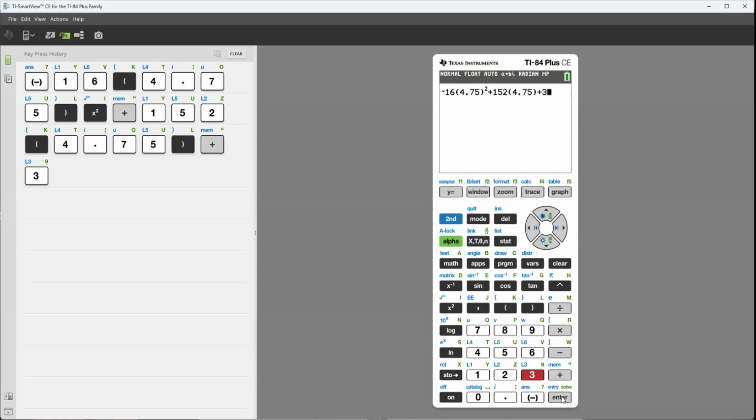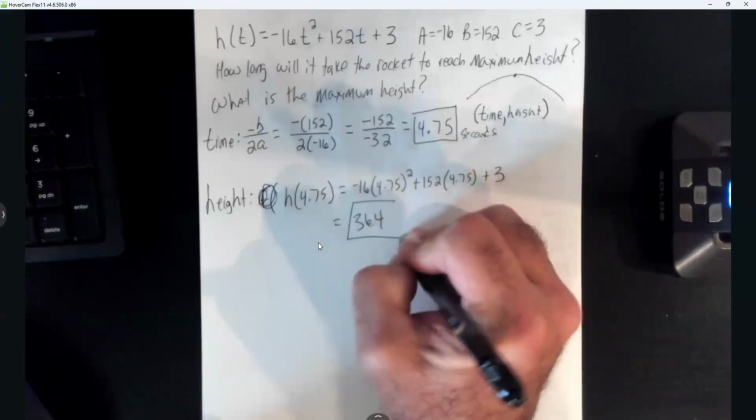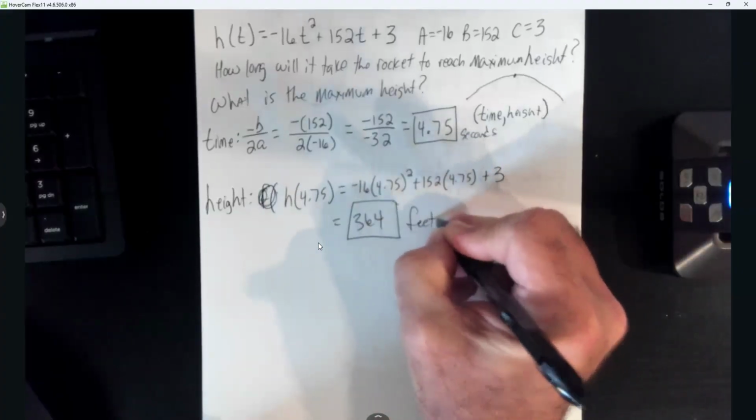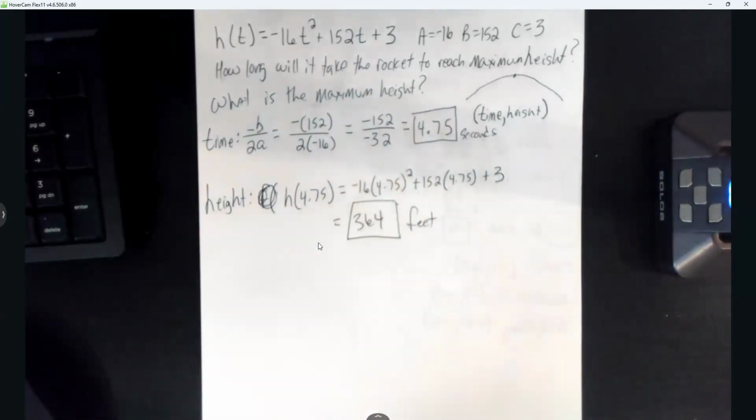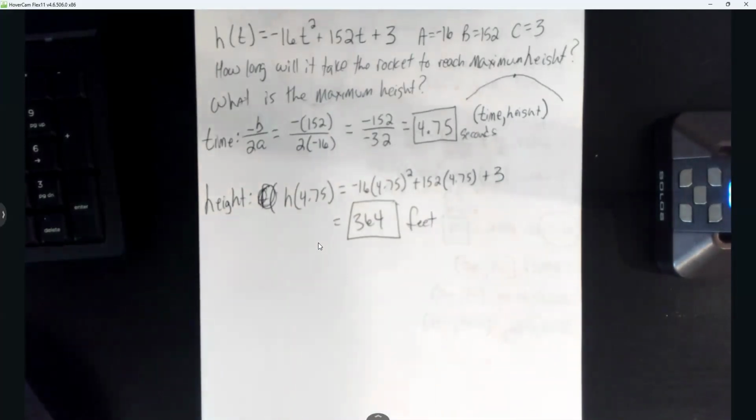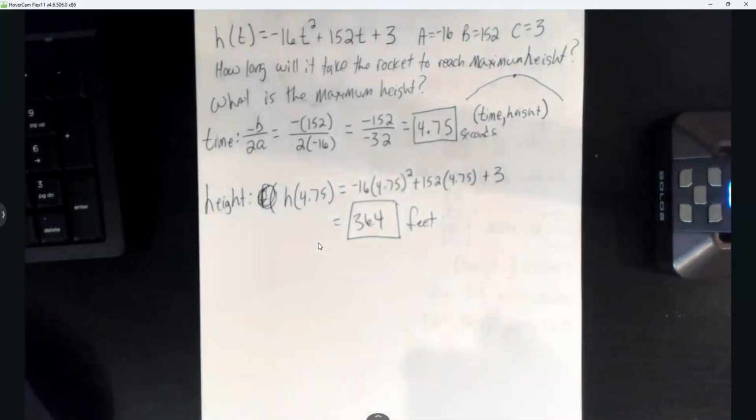All right, y'all, let's see how high this little rocket went. And when I hit enter, I get 364, and that's going to be in feet. So we would put in a 364, and then MATLAB already has the feet there for you. So y'all, that was 7.5 dealing with the vertex.